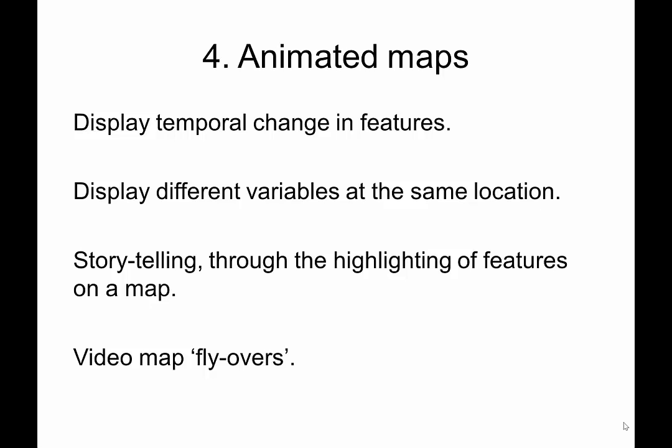We can also combine space, time, and attributes to tell some kind of story using animated maps. The other type that I've added in that I've not seen mentioned in any of the literature is things like video map flyovers, particularly of things like 3D landscapes. That's another type of animated map to me. These latter two are my additions rather than what the literature talks about, but I think these two should also be included as well.